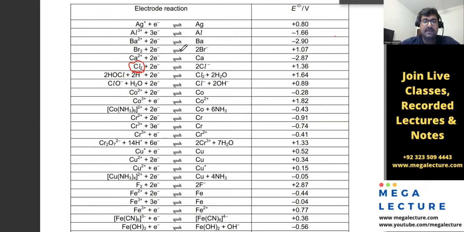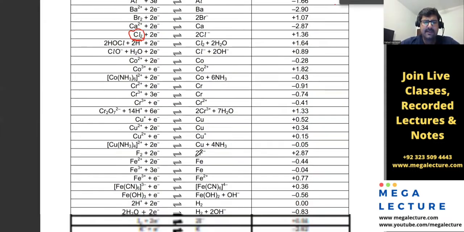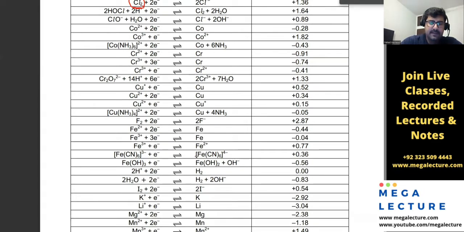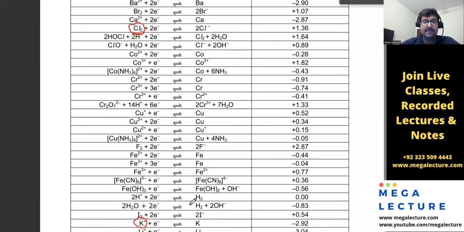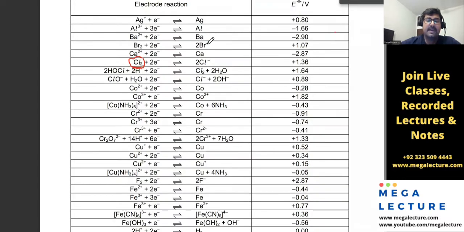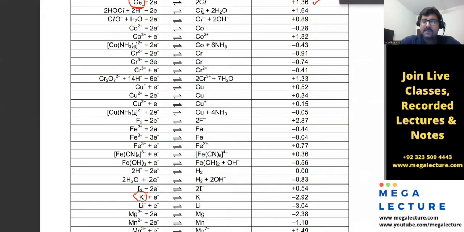Then I've got K plus 1, that's K over here, and K plus 1 could gain 1 electron, right? And I've got Br minus 1, Br must be at the top. So I've got three potentials: 1.07, 1.36, and there's one for K as well, right at the bottom, that's minus 2.92.